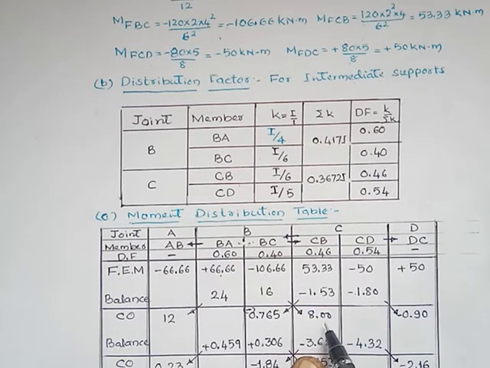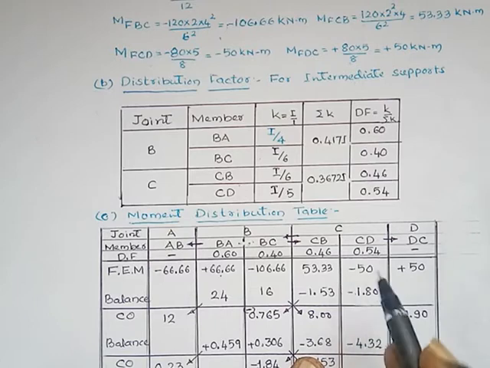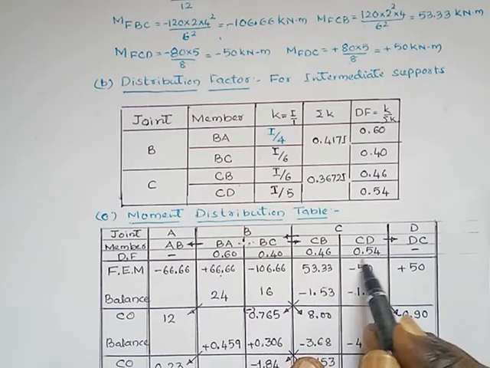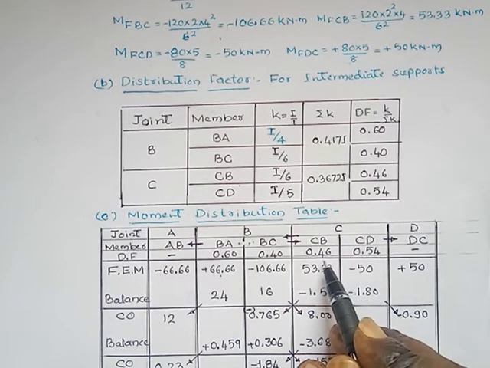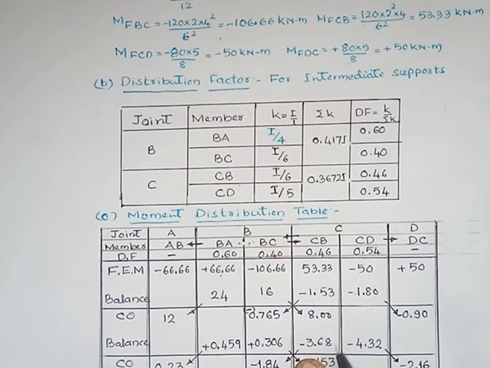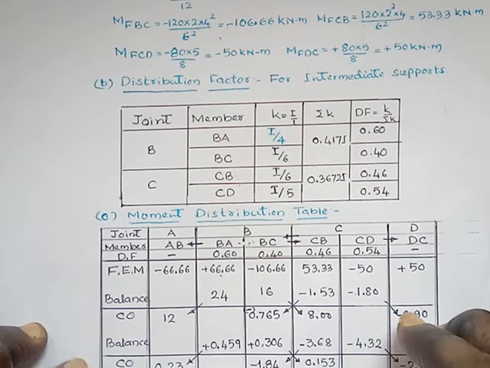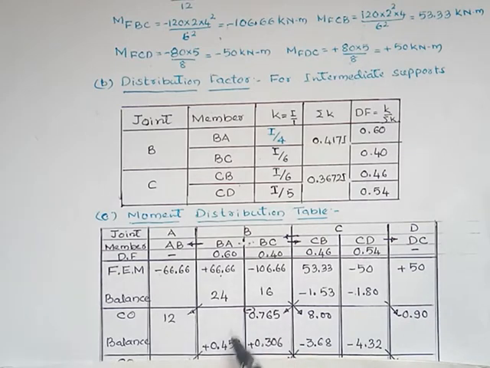Here there is an unbalanced moment of 8 kilonewton, positive. We have to balance this by adding minus 8 and distribute the moment among these two members: minus 8 into 0.46 is minus 3.68, and minus 8 into 0.54 is minus 4.32. Here in the second cycle, if we add all these values in this rectangle, you will get 0.